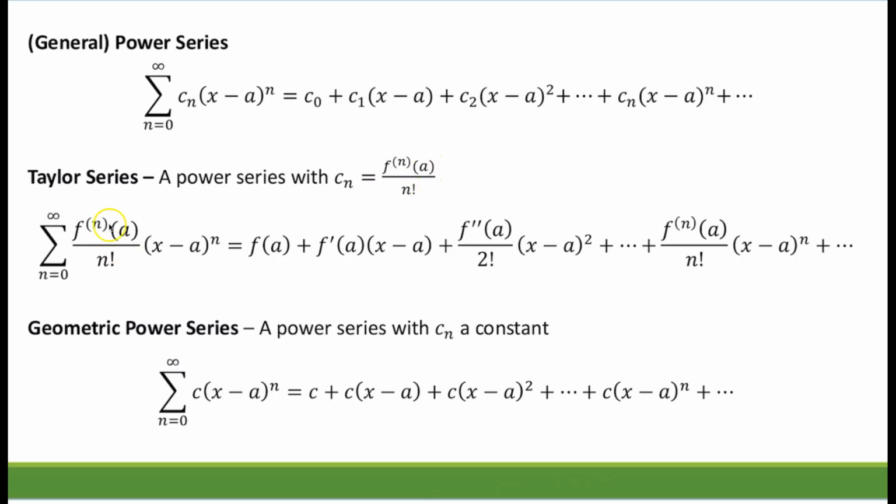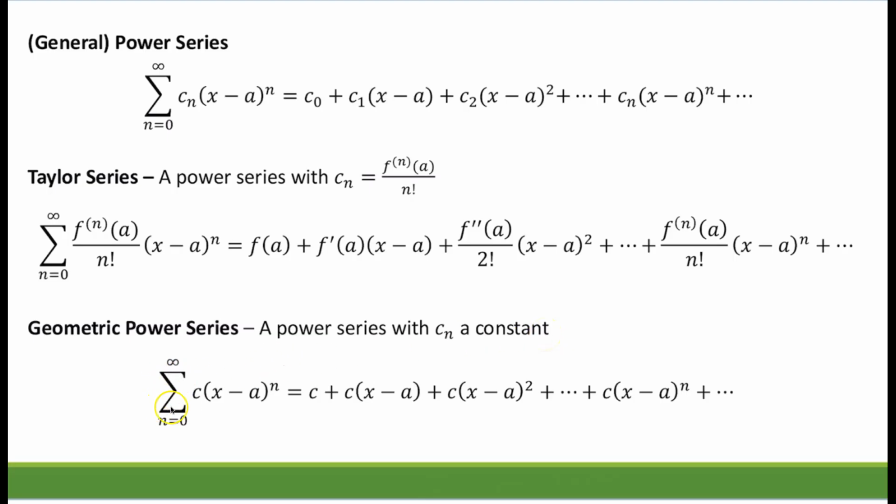So the main difference is that a Taylor series is a power series, but there's a formula specifically for finding c sub n. So that's the nth derivative of f at a over n factorial. Now, we can have other special types of power series. We can have what's called a geometric power series, which is a power series with c sub n a constant instead of a function of n.